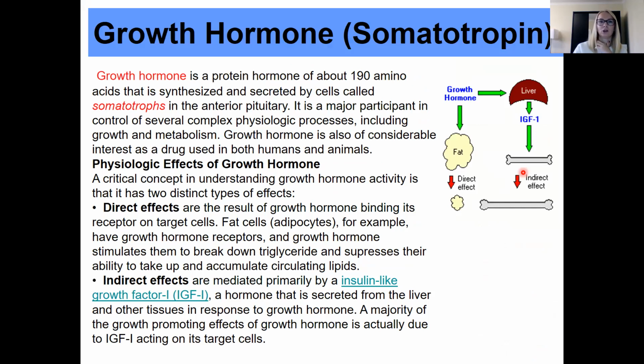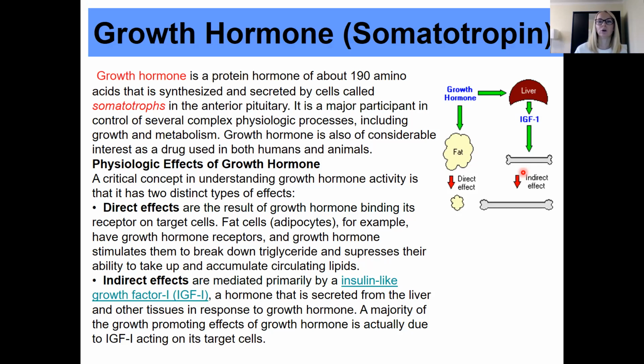So now let's discuss each hormone that is synthesized from the pituitary gland, its effects and the ways of controlling. So first one is growth hormone or somatotropin. Growth hormone is considered a protein hormone. It is secreted by cells called somatotrophs in the anterior pituitary. It is a major participant in control of several complex physiologic processes, including growth and metabolism.